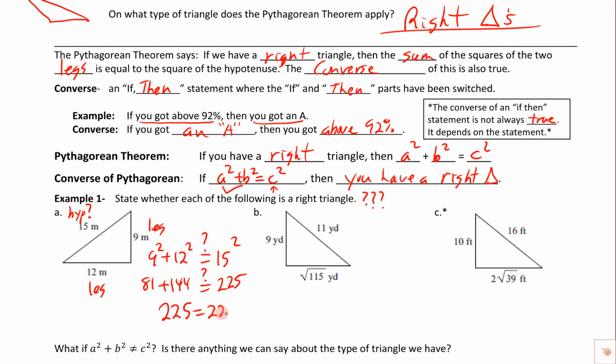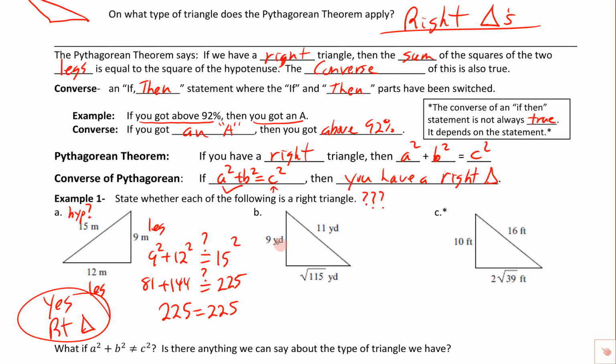225 equals 225. So here's what this means. This means that the leg squared plus the leg squared equaled what we thought might be the hypotenuse. So the answer on this one is yes, this is a right triangle. Okay, because when we square these two legs, it does equal exactly what the hypotenuse is. Okay, so let's take a look at this one.